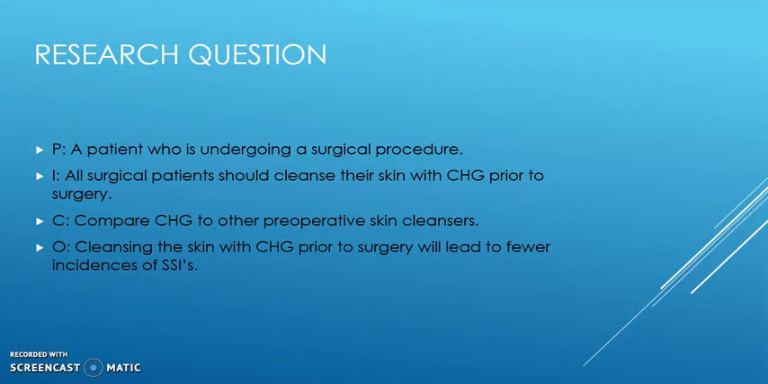The research style question I used was a PICO question. In PICO, the P stands for patient, the I stands for intervention, C is comparison, and O is outcome. So for me, the patient population I looked at was any patient undergoing a surgical procedure. The intervention was for all surgical patients to cleanse their skin with CHG prior to surgery. Comparison would be to compare CHG to other preoperative skin cleansers, and the outcome would be that cleansing the skin with CHG prior to the surgery will lead to fewer incidences of SSIs.